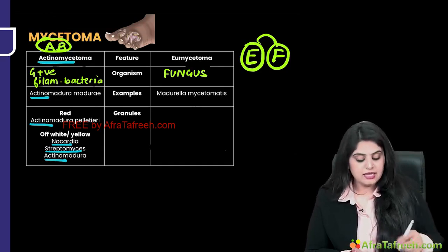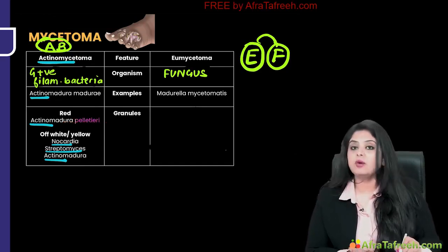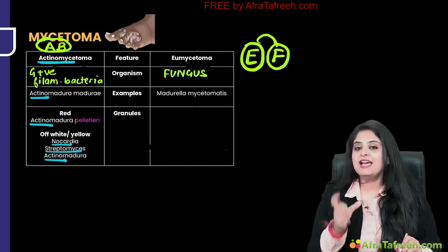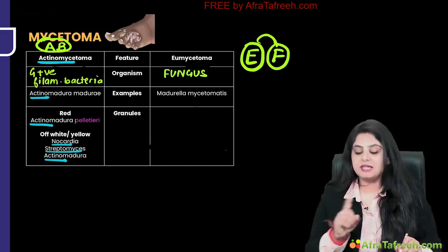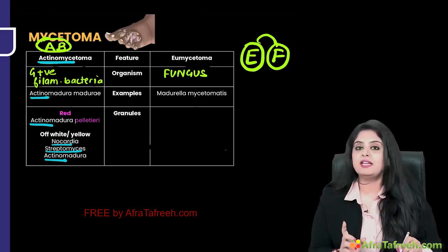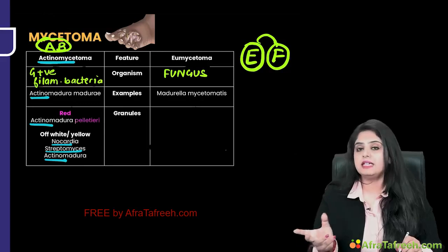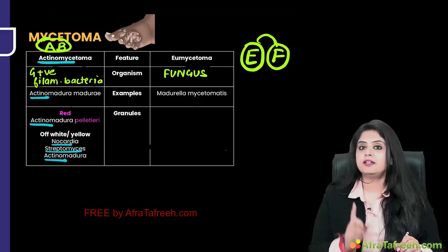Now the catch is, Actinomadura pelletieri sounds like pila, yellow, but is not yellow. What sounds is not there. What is the color of granules that will come in the pus? They will be red color. So Actinomadura pelletieri is actually red in color.